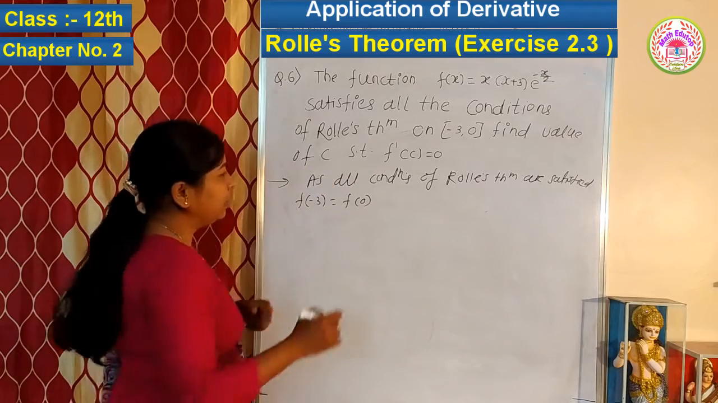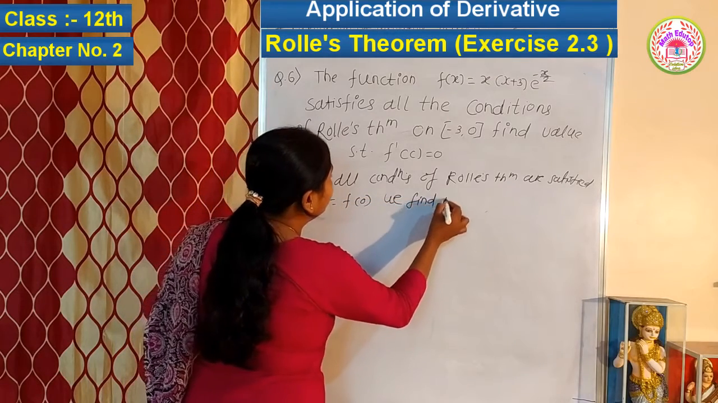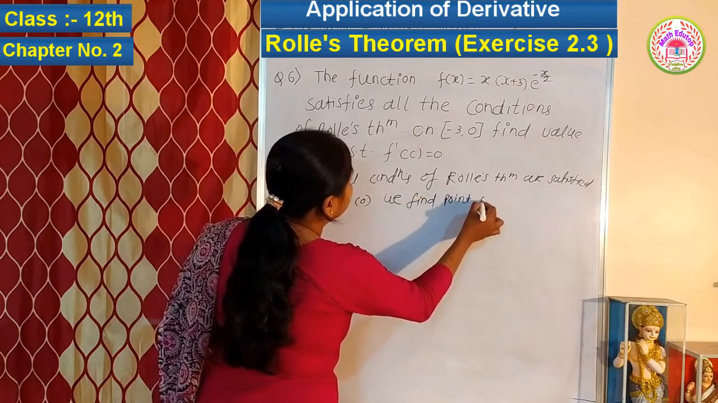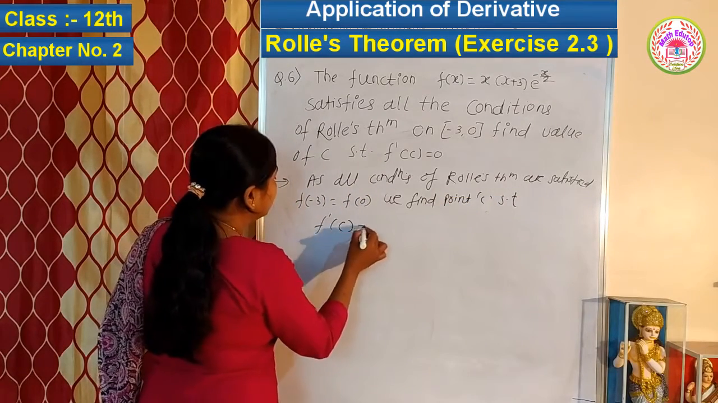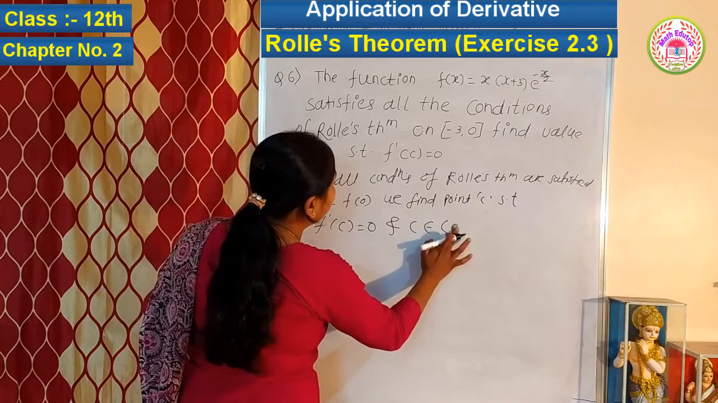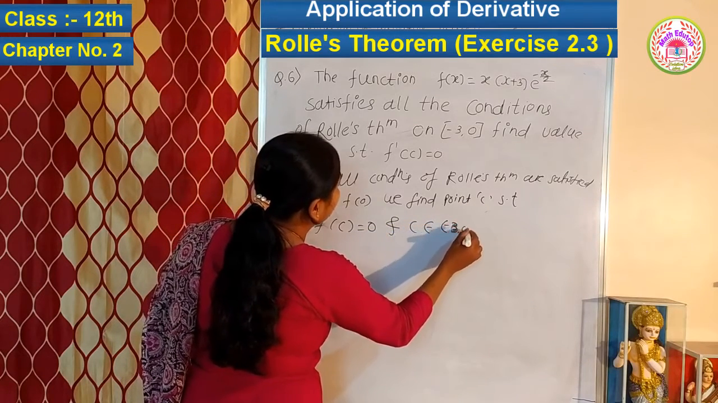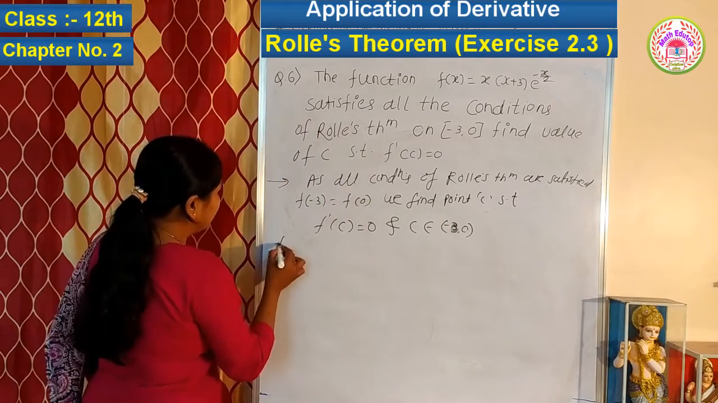So let's find out. We find the point c such that f dash of c is equal to 0, and this c belongs to the open interval minus 3 to 0. Then find the point c. So f of x is given, we have to take its derivative.